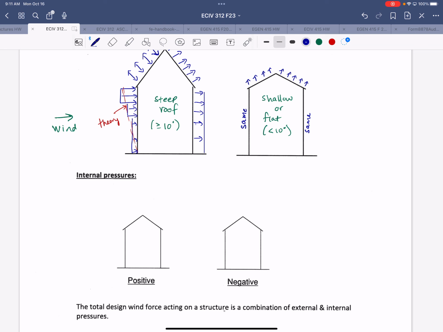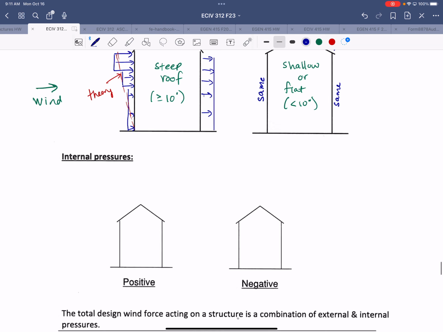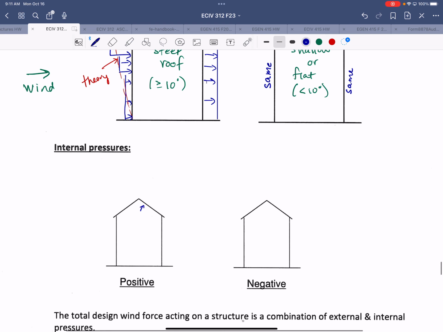And as with the external pressures, the internal pressures will always be acting perpendicular to the surface. So if we have a positive internal pressure, then we assume the pressure is positive on all surfaces. The air on the inside is pushing against every surface. And if it's negative, the air will be pulling on every surface.